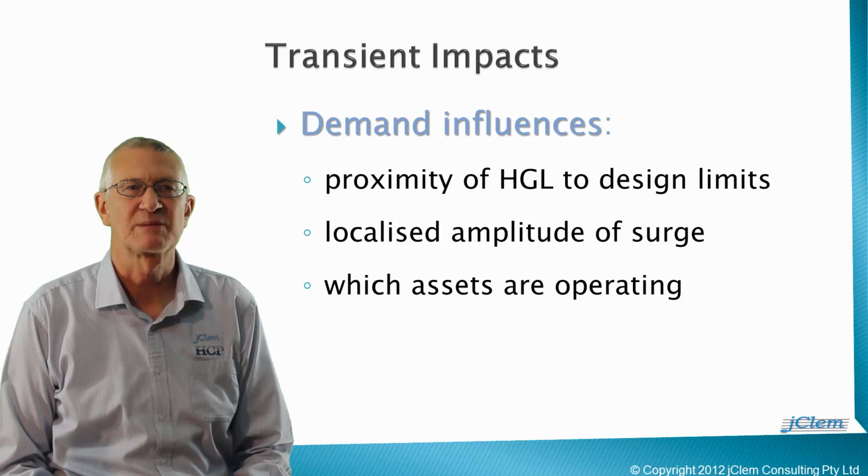How does demand affect pressure surge outcomes produced by a transient event, such as a pump start or stop? We start by thinking about three aspects of surge outcomes. First, how close the maximum or minimum heads come to the system's design limits. Secondly, the amplitude of the pressure surge generated. And thirdly, the fact that periods of high demand cause a system to operate with its assets at maximum capacity, meaning higher velocities in the pipe network.